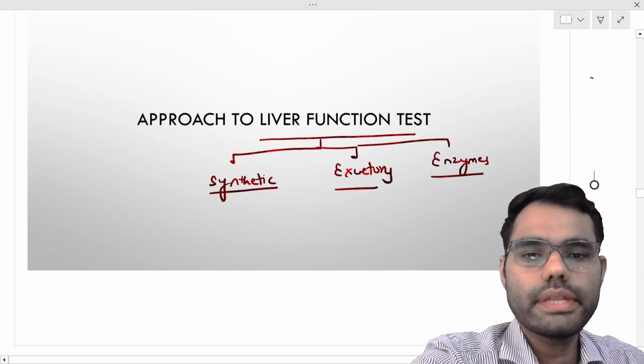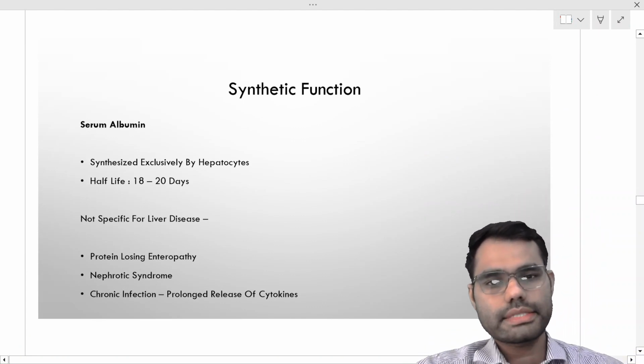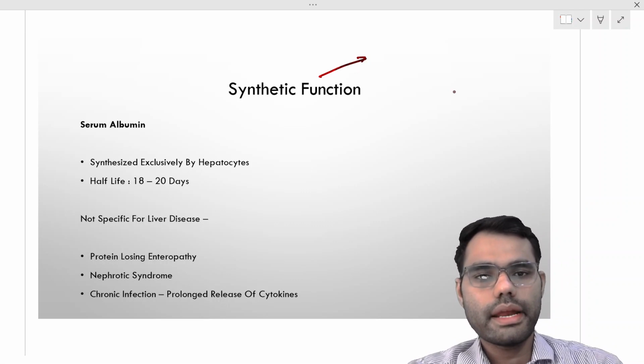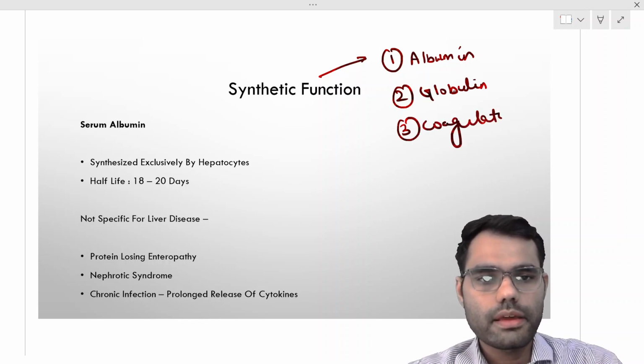So moving on to the next part, we talk about the synthetic functions of liver. So I discussed that synthetic functions are three, right? Number one is albumin. Number two is globulin. And third is the coagulation factors, right?